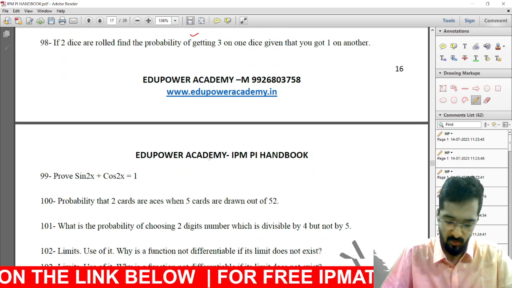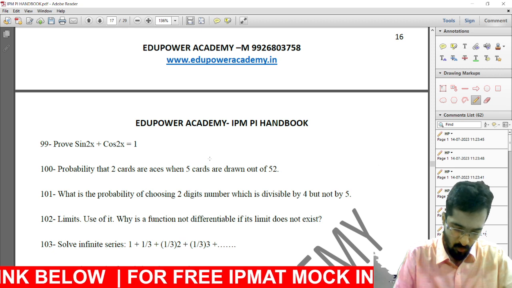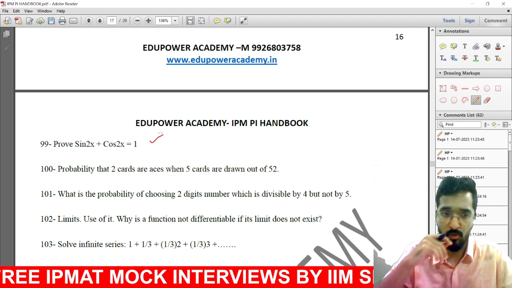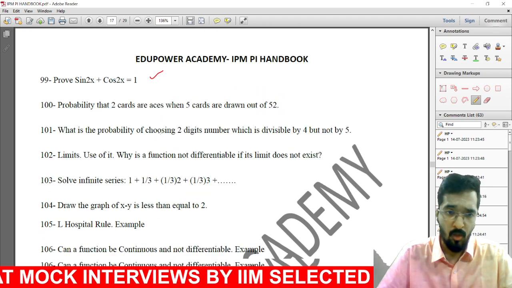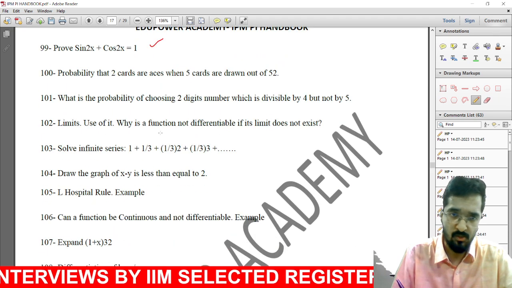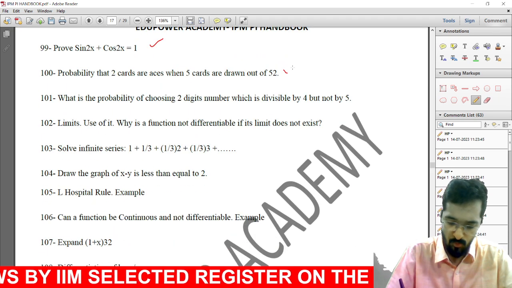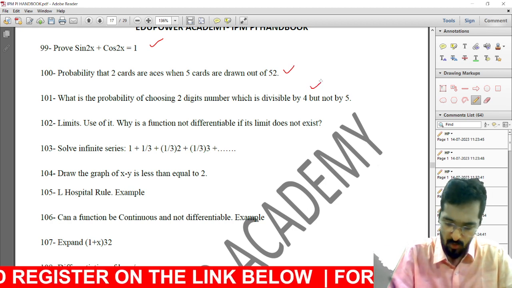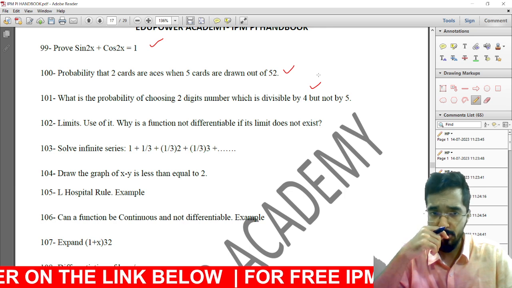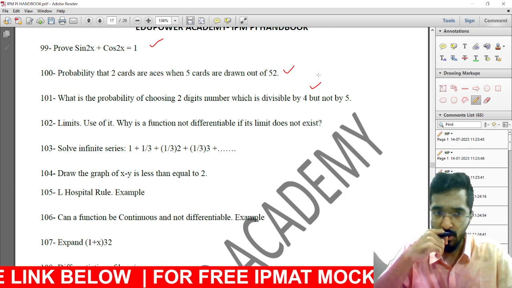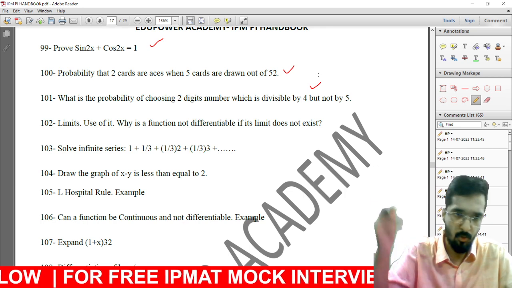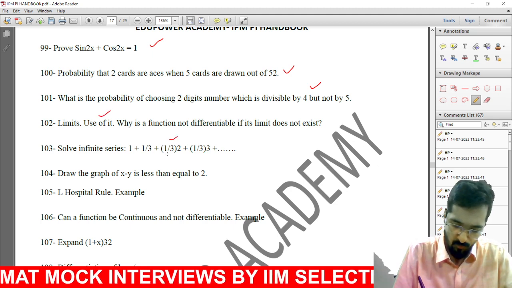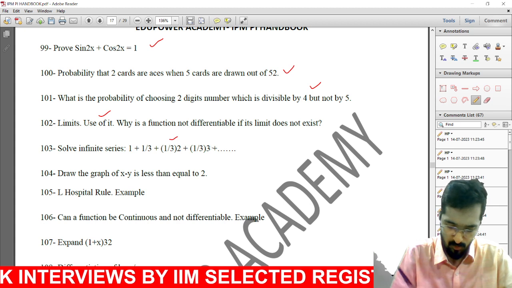Again dice based questions. Again a trigonometry based question, prove that sine square x plus cos square x equals 1. Probability that 2 cards are aces when 5 cards are drawn out of 52. So probability based question. Probability of choosing a 2-digit number which is divisible by 4 but not divisible by 5. So again probability, limits.